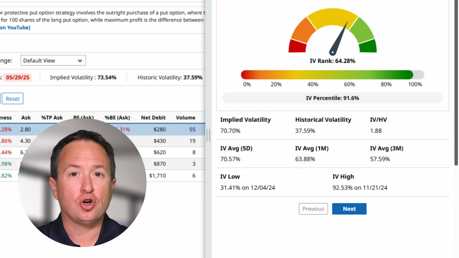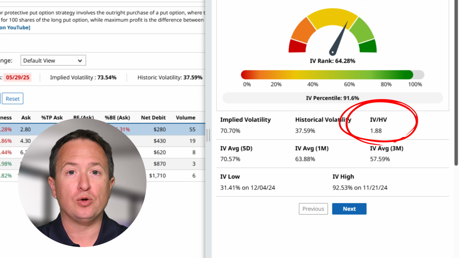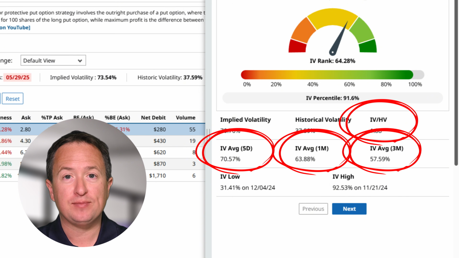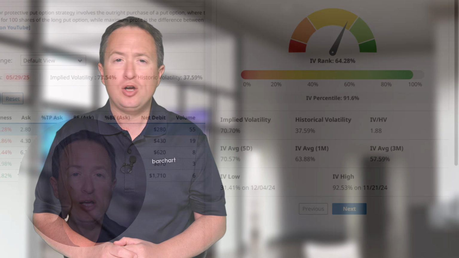Below the chart, you'll see supporting data: the current implied and historical volatility ratings, their ratio, rolling averages over 5 days, 1 month, and 3 months, and the highest and lowest IV values over the past year. With all this in one place, you can quickly decide whether the current volatility setup works in your favor.